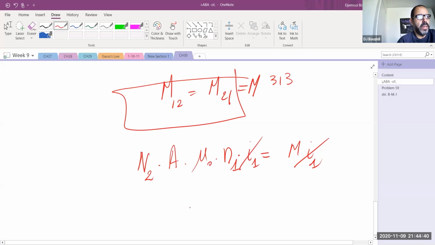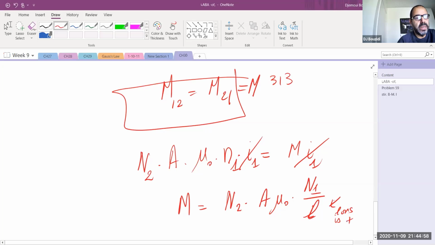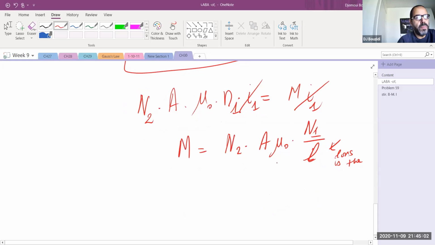Cancel the I1. And from here, I have the mutual inductance, which is N2 times A times mu naught times N1. N1 is actually N1 divided by how long is the solenoid.